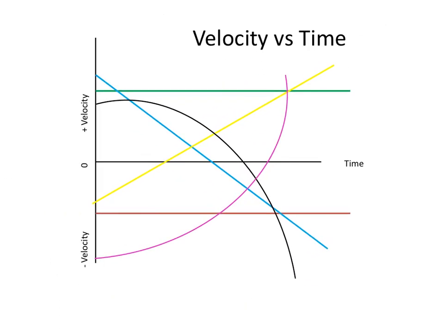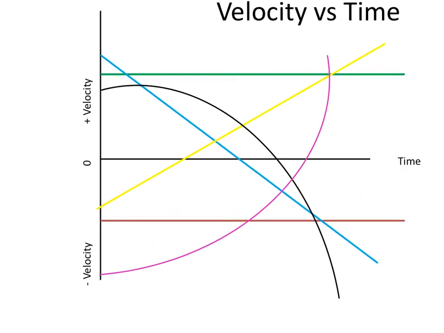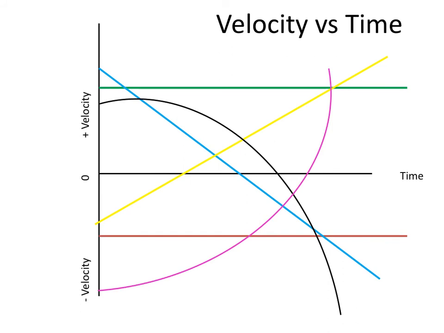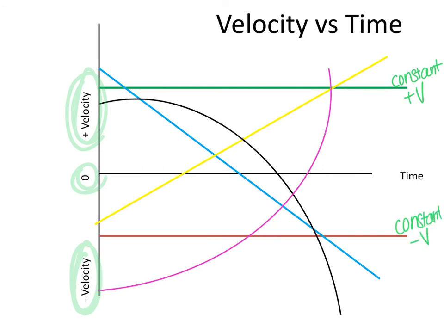All right, so take a look here. On these, you typically see the axes set up like this, where you have time on the x, and on the y you have a positive velocity up top, negative velocity down below, and 0 in the middle. So look at the green line. They are going at what? Constant positive velocity. Red line, constant negative velocity. So on those ones, a equals 0.